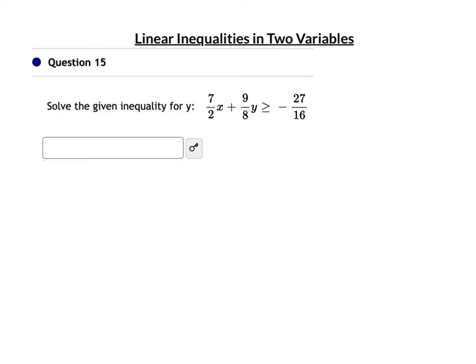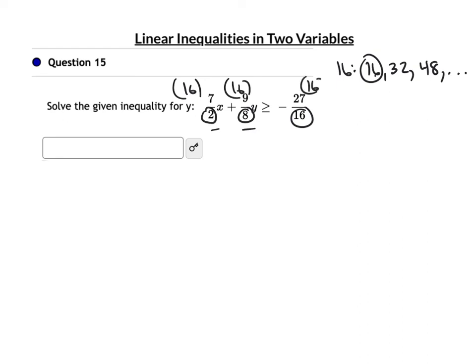These last two examples, all you're doing is solving for y. So just practice. Now, don't work with the fractions. Eliminate the fractions. You want to find the common multiple of 2, 8, and 16. And the way to do that is take your largest number, 16, take multiples of 16: 16, 32, 48. Find the first one that 2 and 8 divide into. Well, 2 and 8 both divide into 16. So let's multiply everything by 16. That will eliminate my fractions.